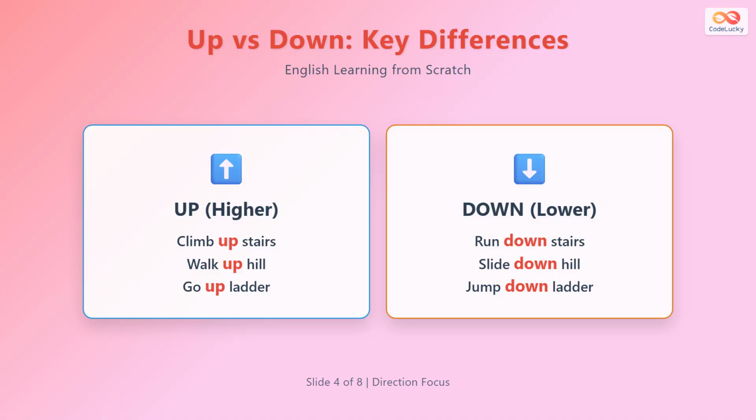Up means moving higher. Climb up stairs, walk uphill, go up ladder. Down means moving lower. Run downstairs, slide downhill, jump down ladder. Remember, up takes you higher, down brings you lower.